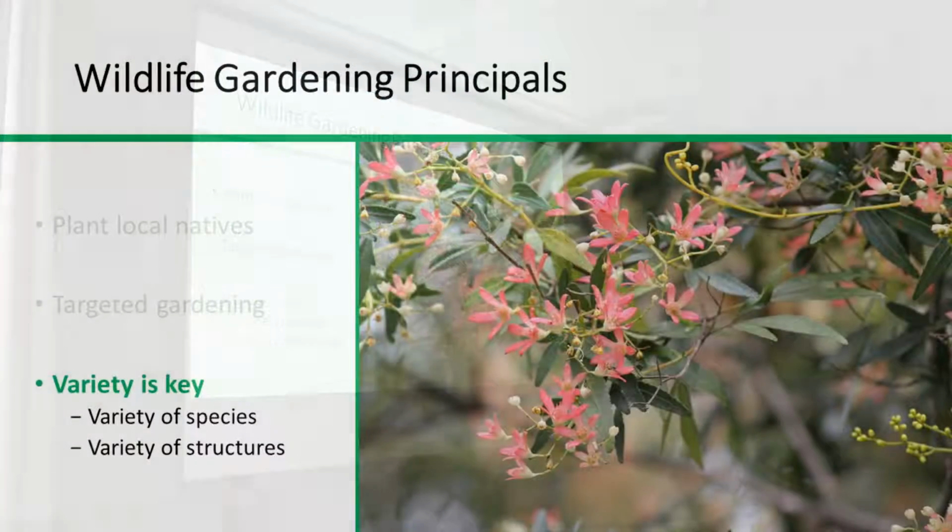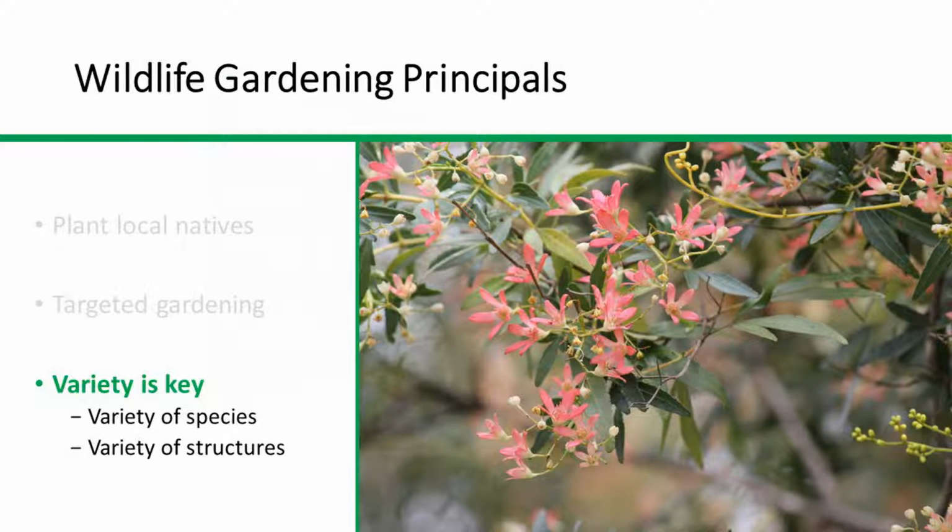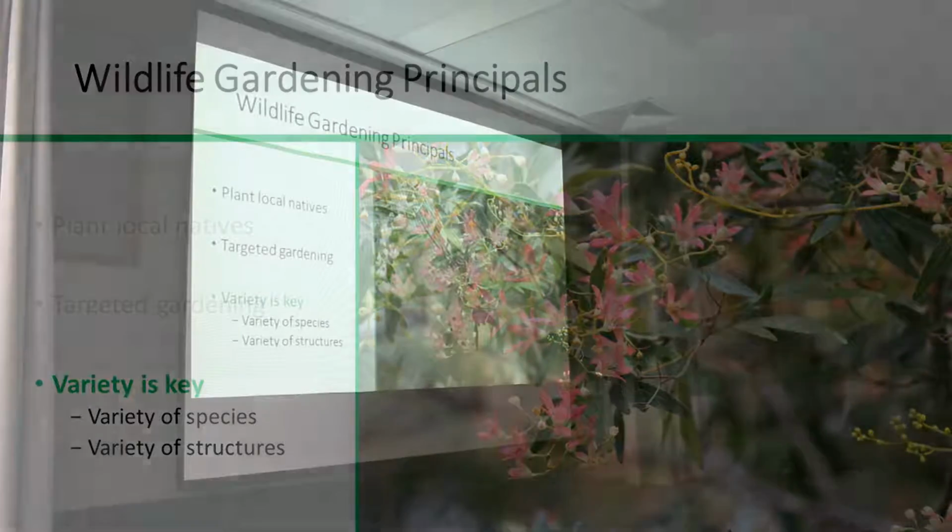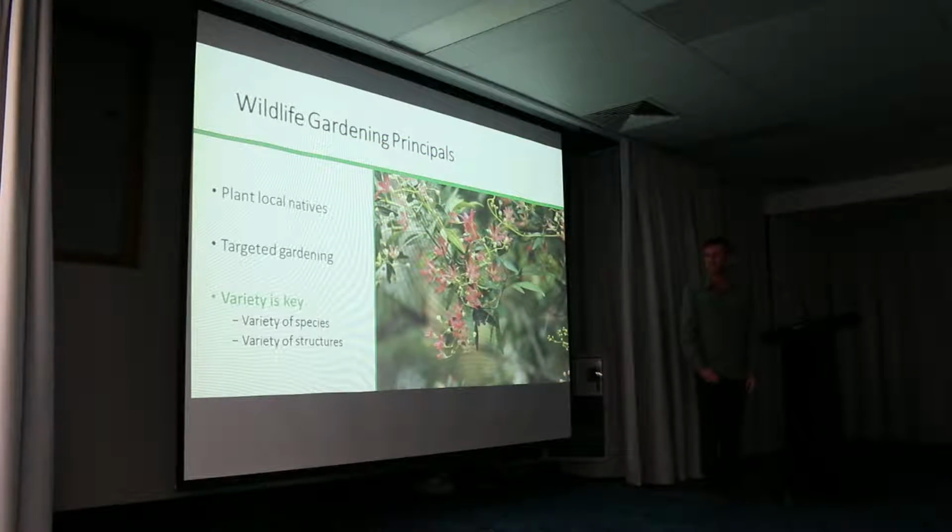The third principle is variety is key, and that's the most important one, especially if you want to attract a wide variety of different animal species. Both in terms of variety of species, which means variety of plant species, so the more different plant species you can get in your backyard, that pretty much determines how many different animals can live in your backyard. And variety in terms of structures, and that just means the different vegetation structures, so canopy, shrub, ground cover, grassland, and also variety in terms of biotic structures such as ponds, rock outcrops, rocks, logs, and stuff like that.